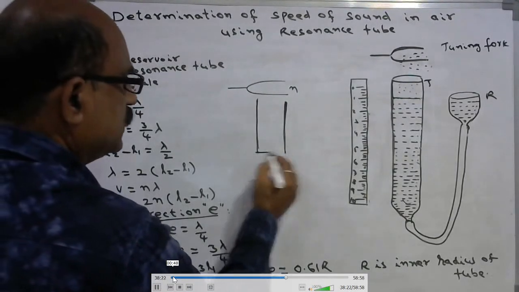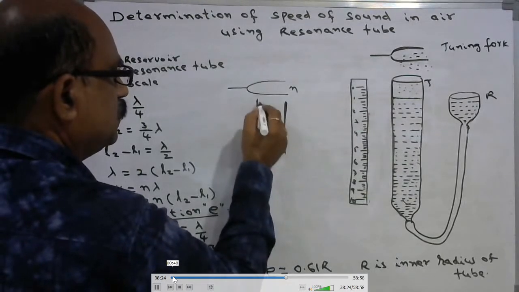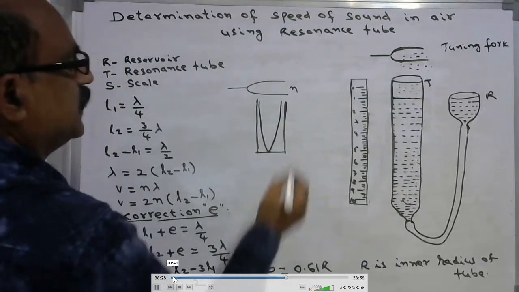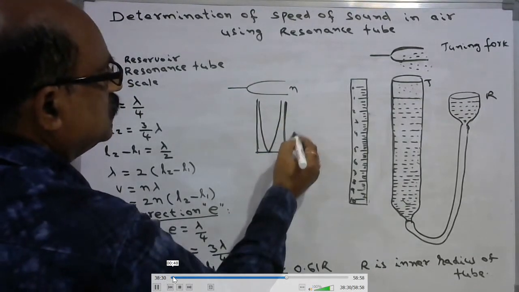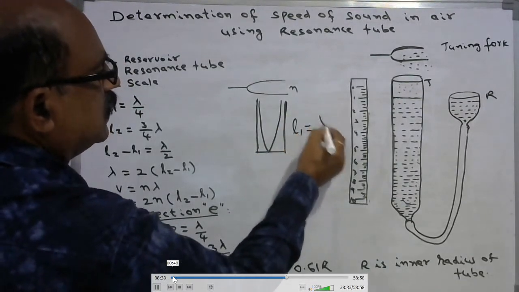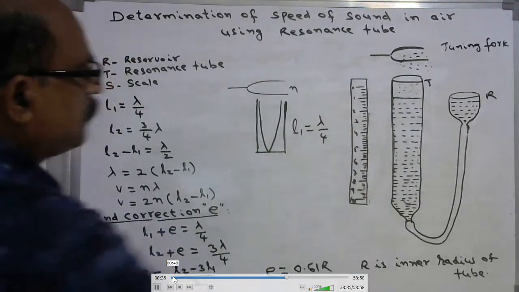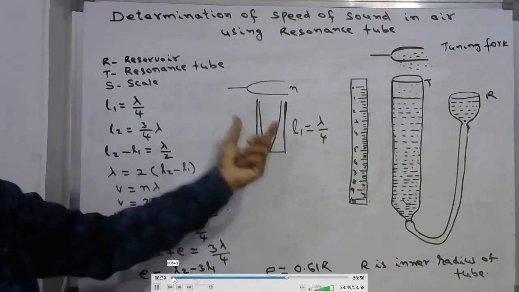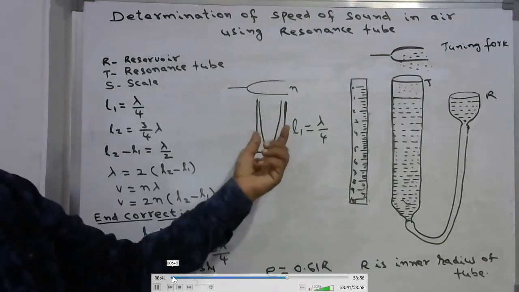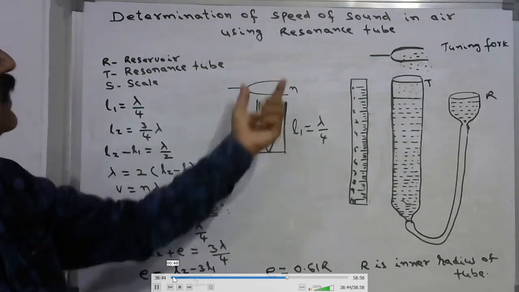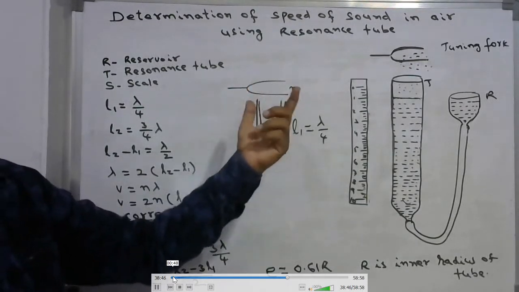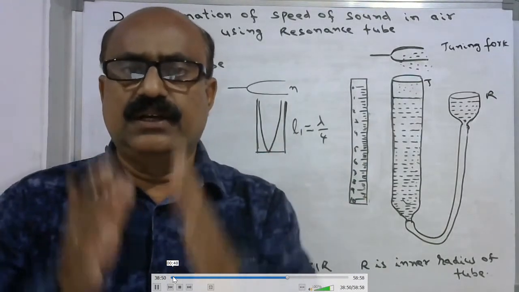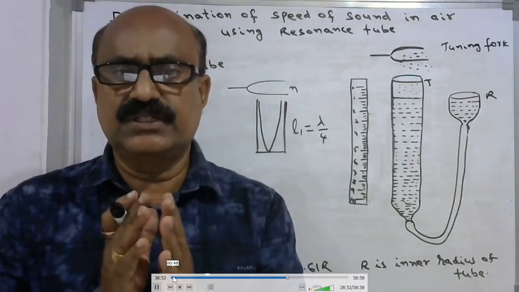The air in the resonance tube produces a stationary wave. The first mode of the stationary wave, L1, is lambda by 4, as we know. And when the frequency of the vibrations of this air column and the natural frequency of the tuning fork become equal, you will get a loud sound. This situation is called resonance.